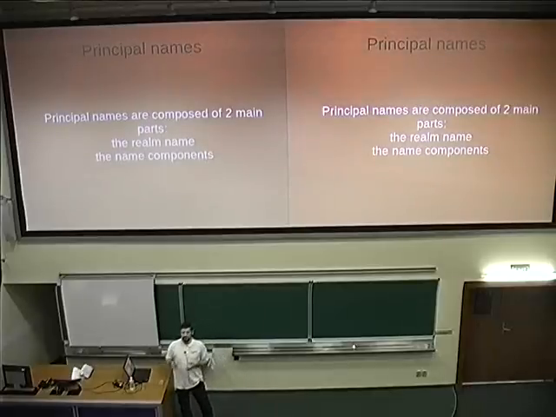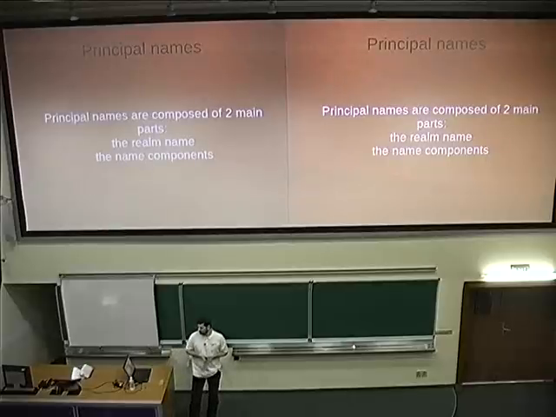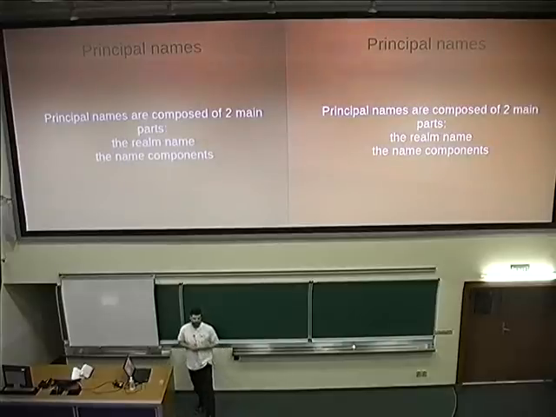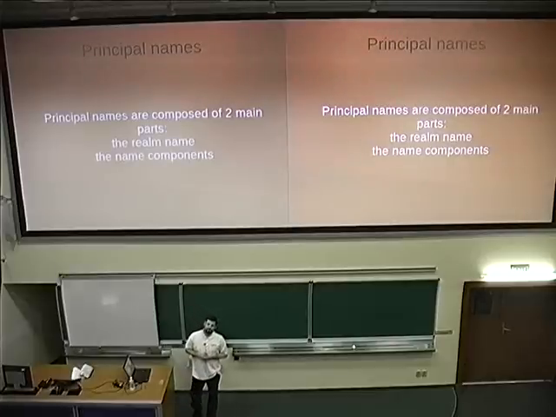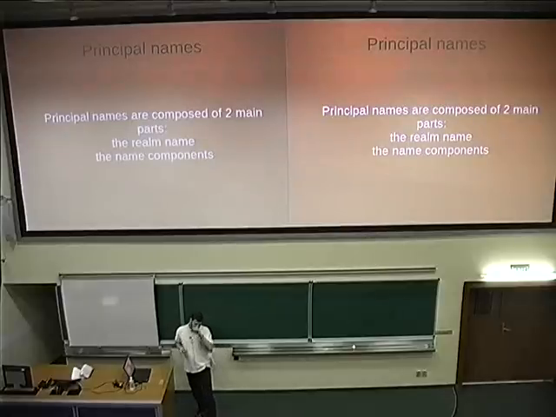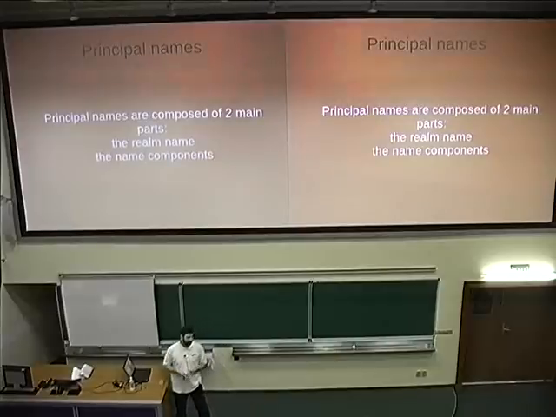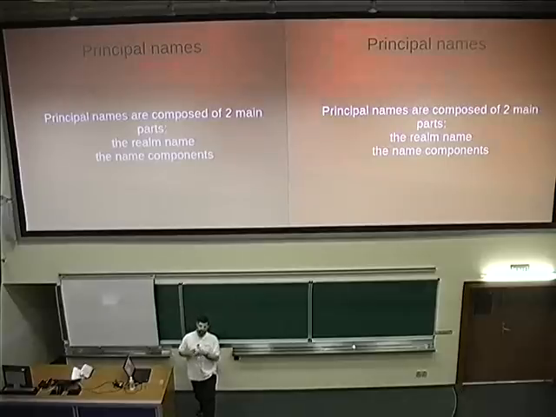The second part is really important, especially if you go into complex systems where you have multiple realms that actually talk to each other, because this is something people tend to forget. Kerberos can have multiple KDCs around, and they can actually trust each other. So when an application wants to know the actual identity of the users coming in, it has to take into account the realm part as well. That part is fully part of the identifier.